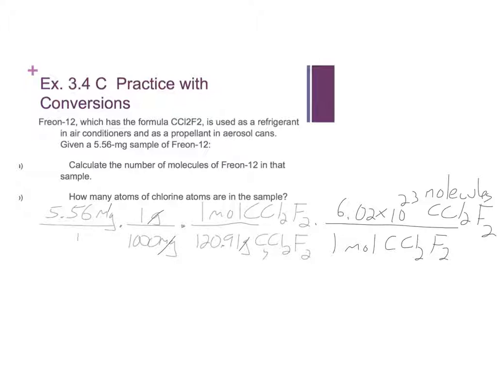That'll give us 2.77 times 10 to the 19th molecules CCl2F2. Okay, so there's the answer to part 1. 2.77 times 10 to the 19th molecules. The first one, pretty straightforward. Using Avogadro's number again, we can bring that in anytime.